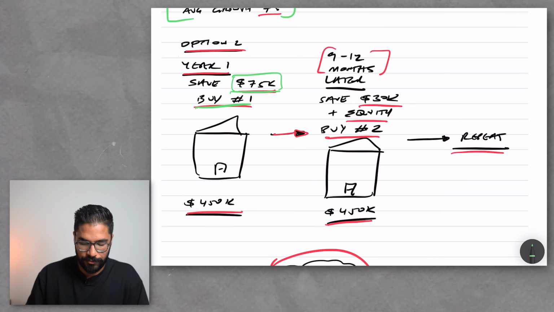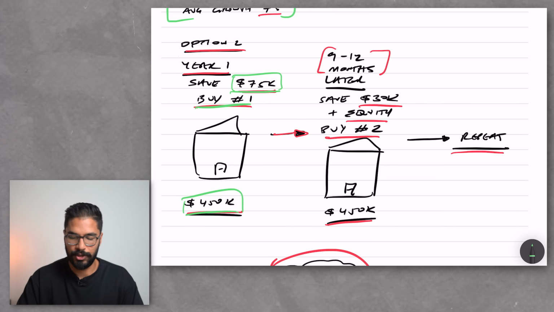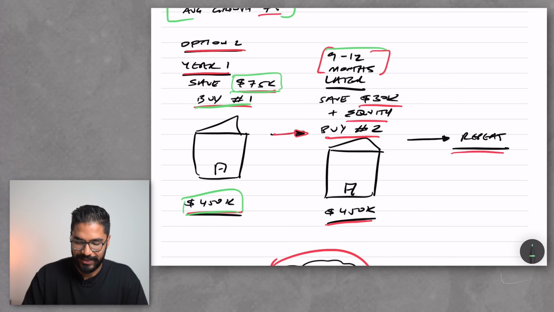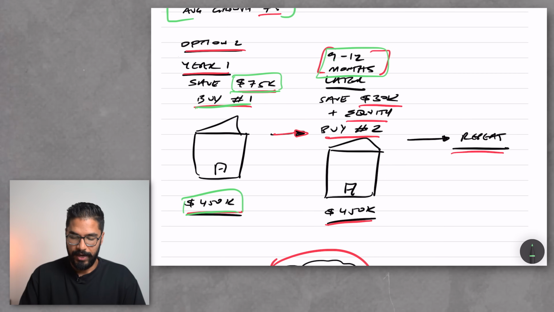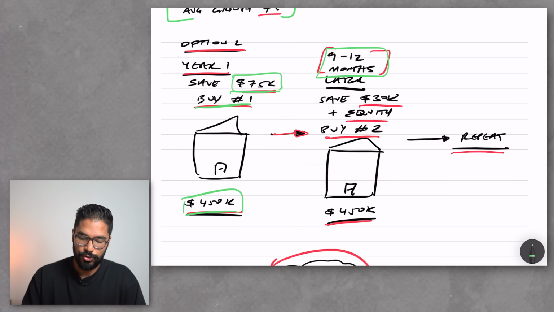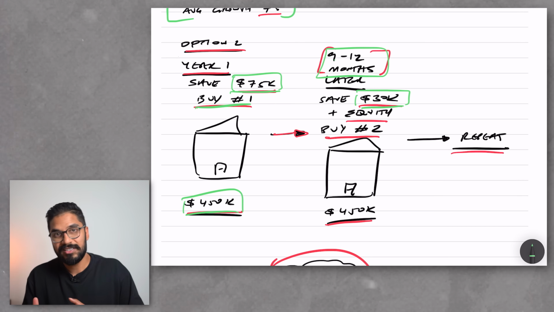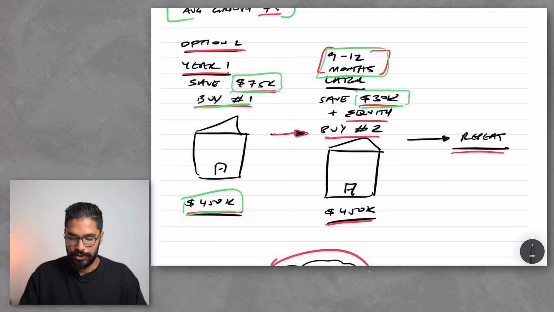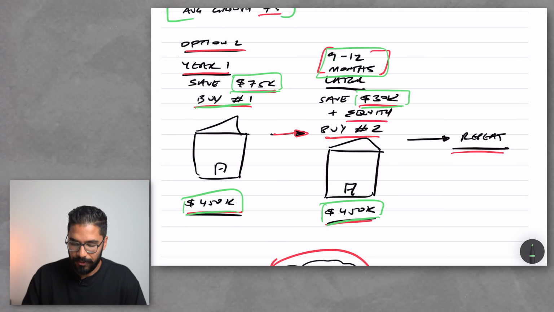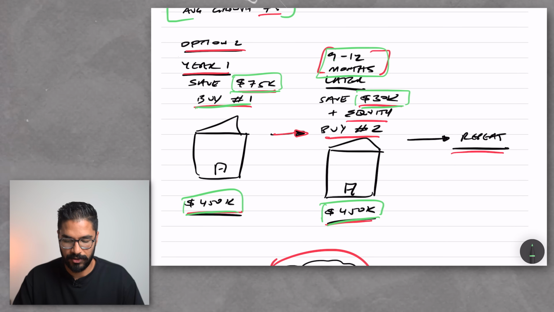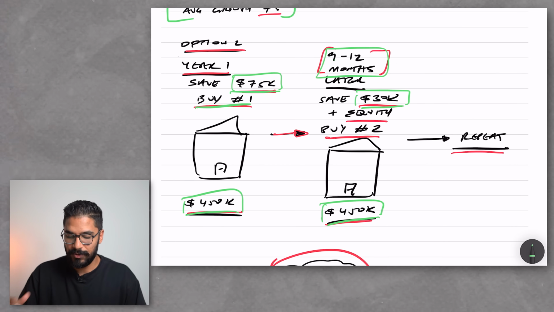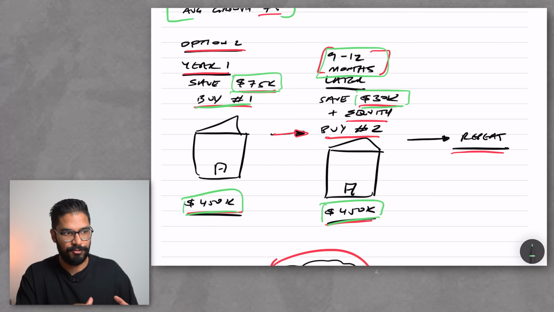You go ahead, purchase your first property for $450,000. Now, 9 to 12 months later, if you have bought well, and we do this all the time with clients, you will be in a position where you just need to save now $30,000 and the rest of it is coming from the first property. So you may have enough to be able to purchase another property for $450,000 within the same year. So in this case, we only need the deposit for one house.